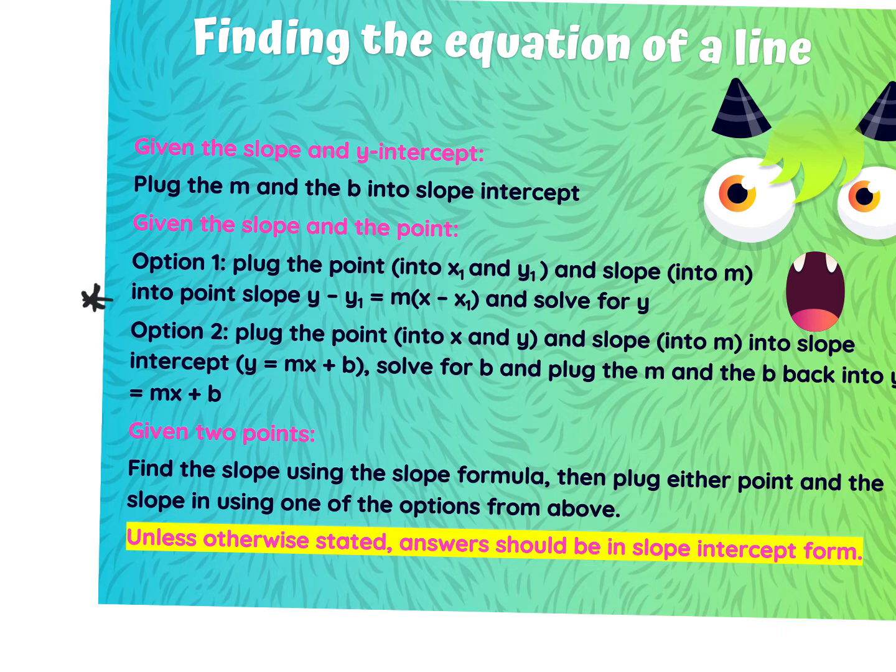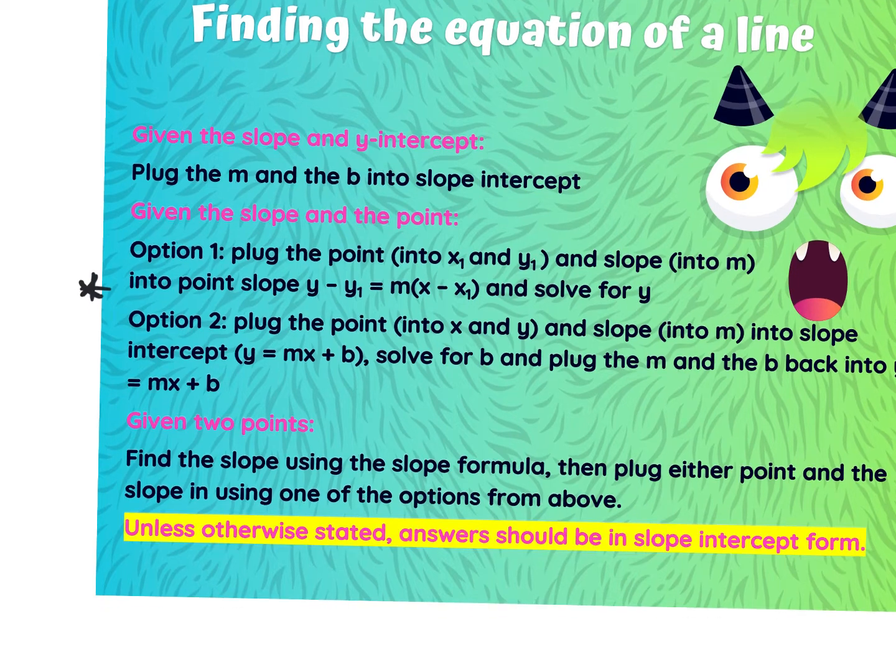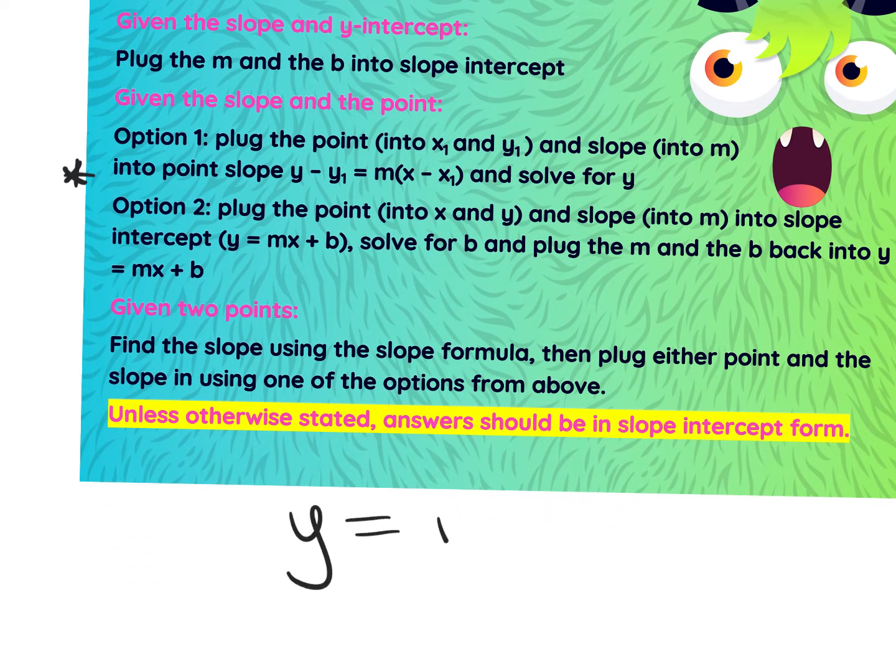If you're given two ordered pairs, you're going to have to first calculate the slope and then plug either point in for your x1, y1 if you use point-slope, or plug it in for x and y if you use slope-intercept. In the homework, all answers will be entered in slope-intercept form. Remember, slope-intercept form is y equals mx plus b. Now, if they give other instructions, if they say standard form or point-slope, then just read those instructions. But if nothing is specified, they're looking for your answers in slope-intercept, y equals mx plus b.